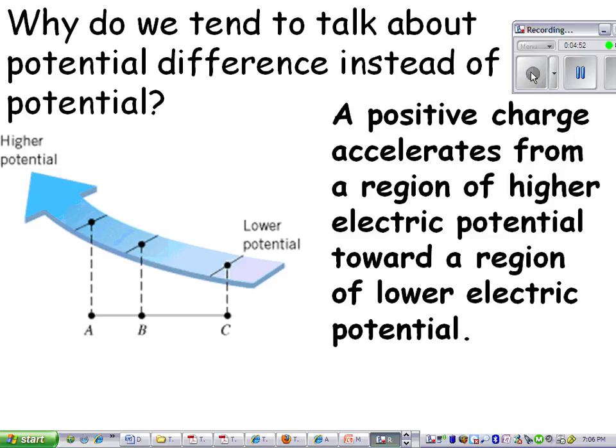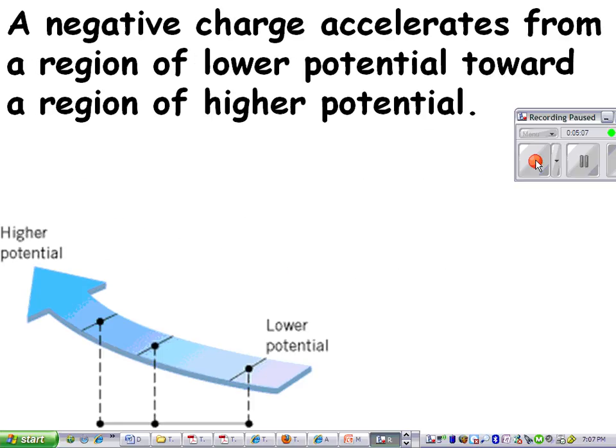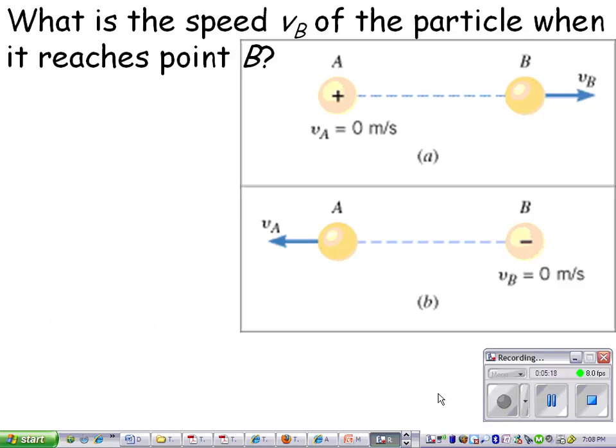It's also important to realize that a positive charge will accelerate from a region of higher electric potential towards a region of lower electric potential. So a positive charge will go to this lower electric potential area, which is made up of negative charges. And a negative charge will do the opposite. It will accelerate from a region of lower potential towards a region of higher potential where the more positive charges are. So negative charges go towards areas of higher potential.